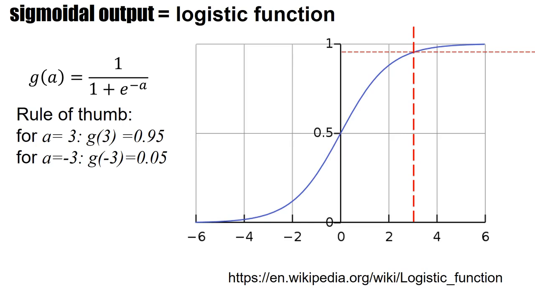Here is the actual plot of the function. It's a nice smooth function. It has values between 0 and 1. I like to point out this one here. If you choose a value a equal 3, then you roughly get a value of 0.95. The whole thing is symmetric. So if you choose a equal minus 3, you get about 0.05. So here it's roughly 5%, here it's 95% in the context of interpreting the output as a probability.